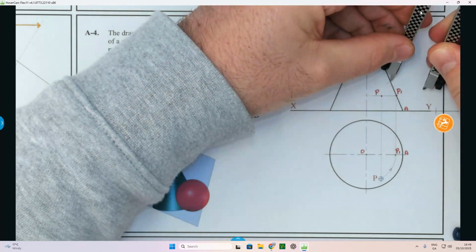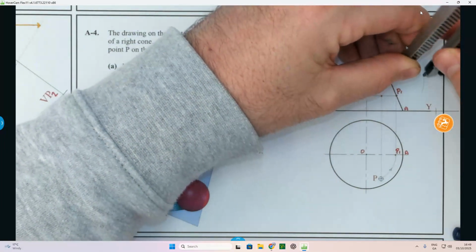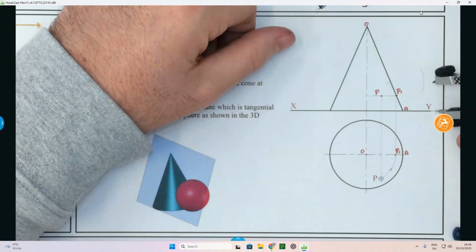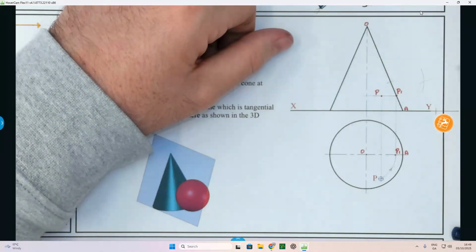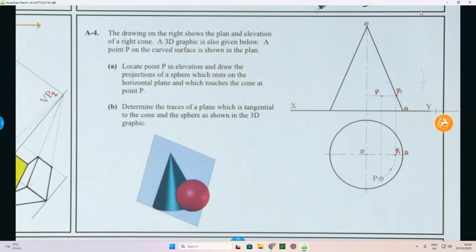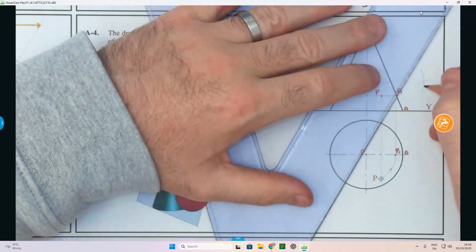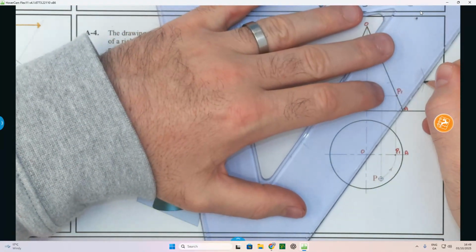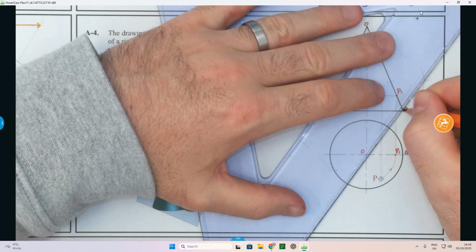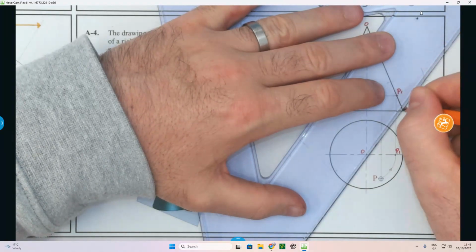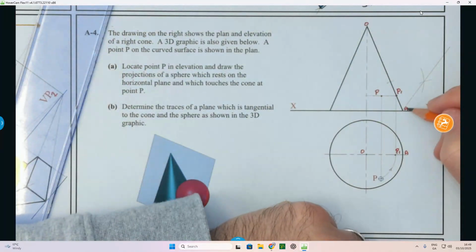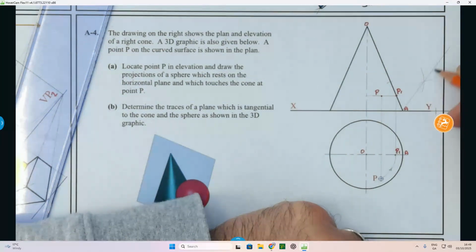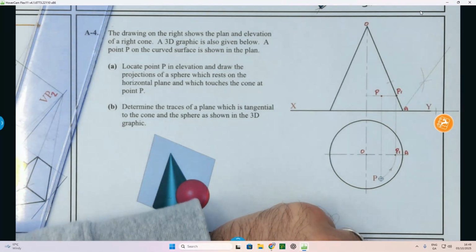Pop my compass inside here. Swing an arc into the space. Now, where the two arcs intersect, that is the bisector of the angle between the extreme generator and the horizontal plane. Anywhere along that bisector, I can draw a circle that will touch both the XY line and the extreme generator.